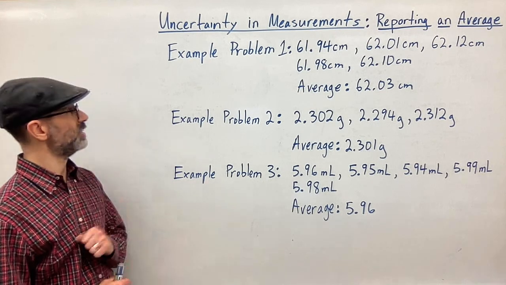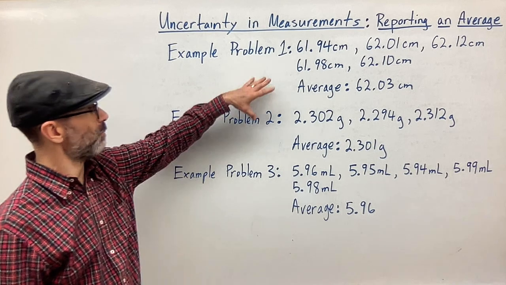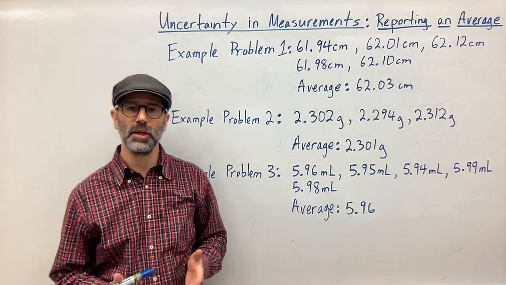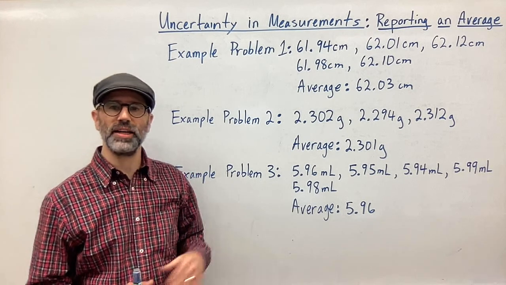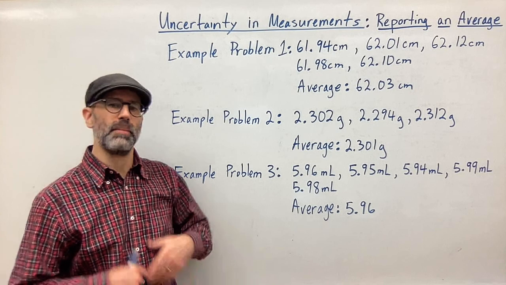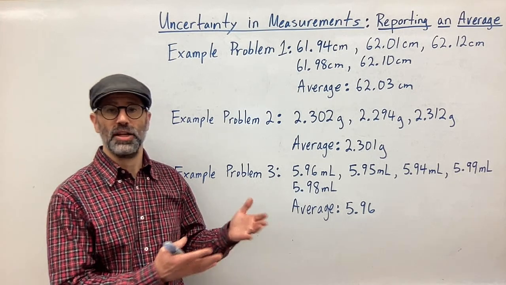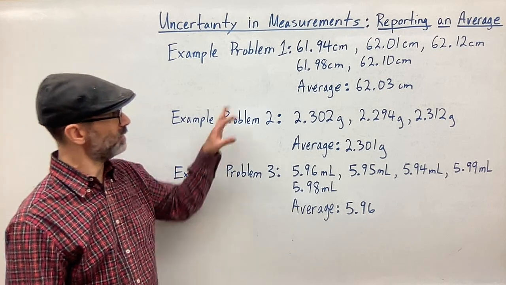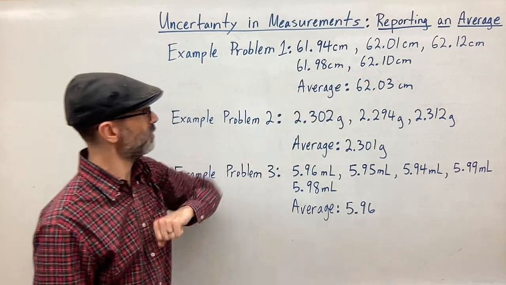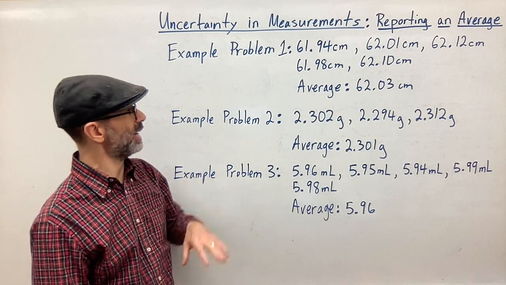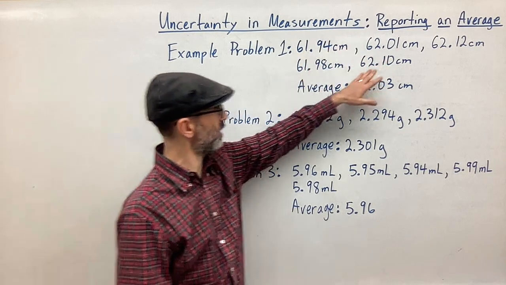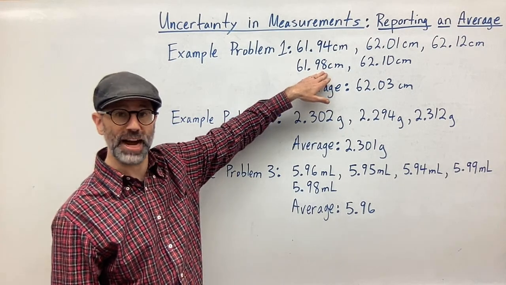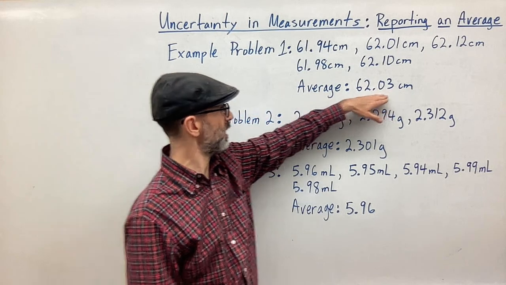So let's look at example number one. In this example, I have five different measurements of length in centimeters. It doesn't matter what you're measuring. It's just that you're measuring the same thing. Maybe five different people measure the same object, or maybe you measure it five times. But you've got these five different measurements of the same thing. And now you're going to take an average. So you add all of the measurements together, you divide by the total number of measurements, which is five here, and you get this average here.